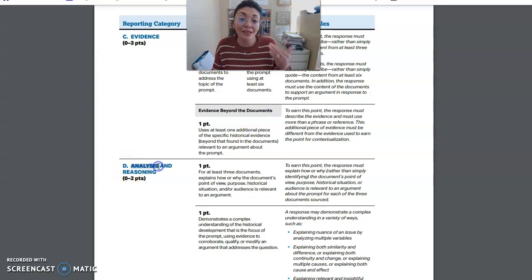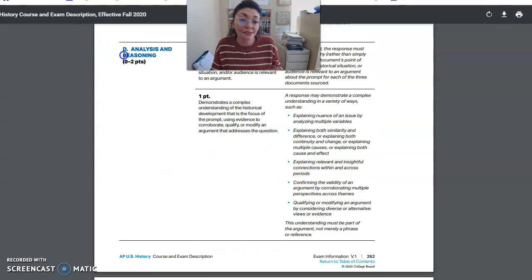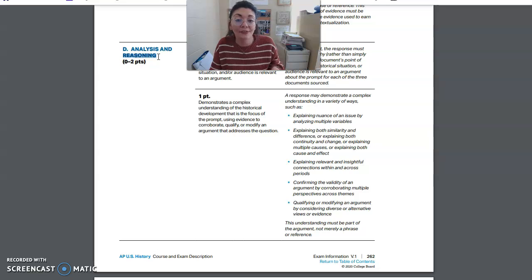This is still in the body paragraphs. You're achieving this level of analysis in your body paragraphs as you are connecting back to your thesis statement argument. And then finally, the final 7th point is the reasoning point. And this is, I'm going to look for reasoning in the last paragraph.